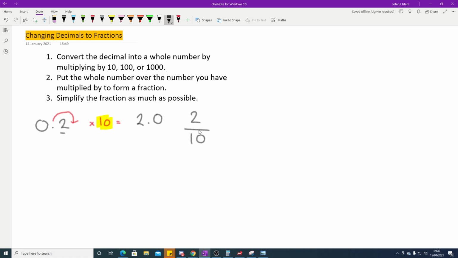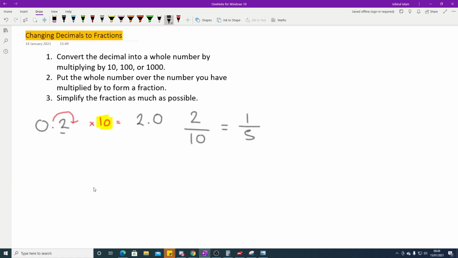Once you have this fraction, you simplify the fraction as much as you can. So this one is nice and easy. You can divide the top and bottom by 2. So 2 divided by 2 is 1, and then 10 divided by 2 is 5. So what we've done here, we've converted 0.2 into a fraction.